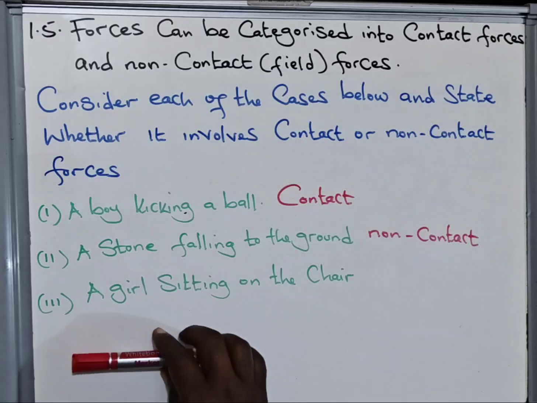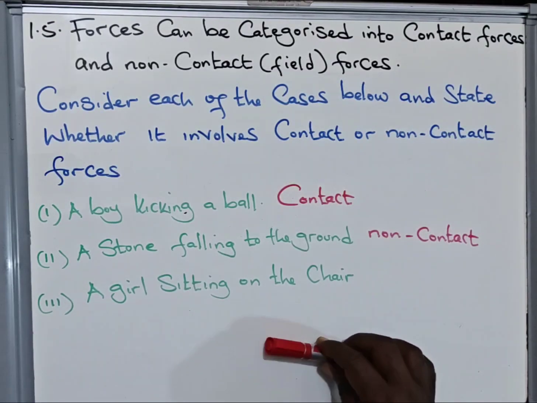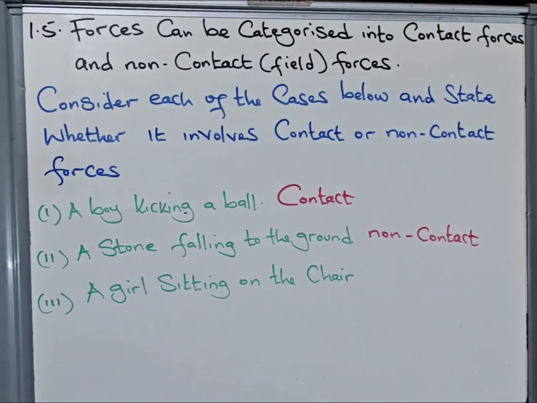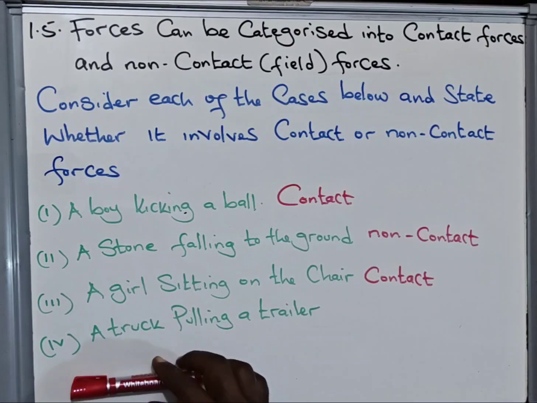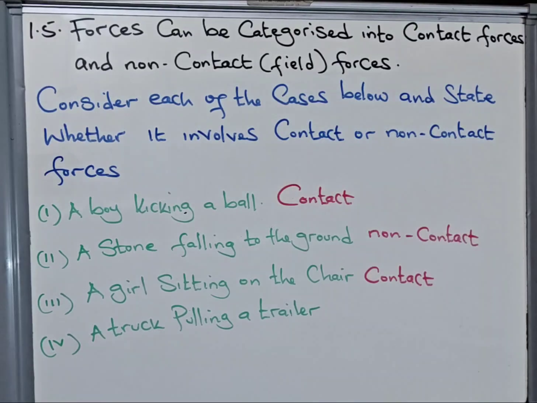Then we come to this one. A girl sitting on the chair. What is this one? Is it contact or non-contact? Actually, between the chair and the girl, it's contact. So we come to this one. A truck pulling a trailer. Is it contact or non-contact? It's contact.